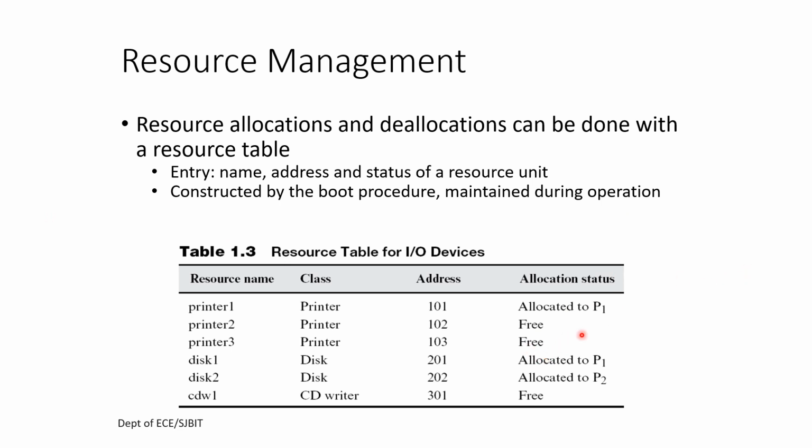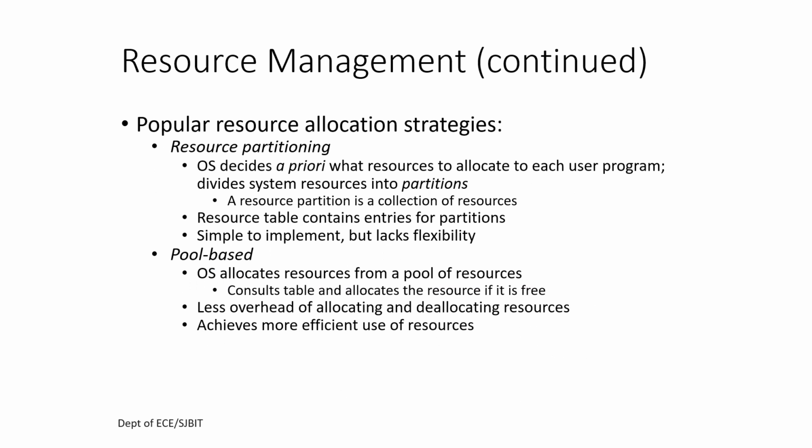Now, resource allocation is of two types. There are two types of resource allocation. One is the partitioning of resource. The second one is allocation from the pool. The resource allocation function performs binding of one or more resources with the requesting program. It associates the resources with the program. Once it is allocated, it is associated with the requesting program.